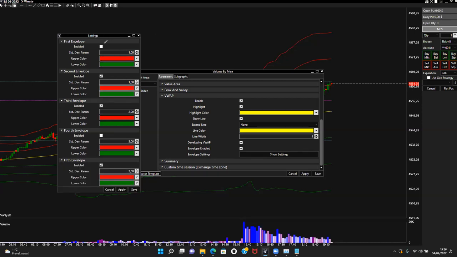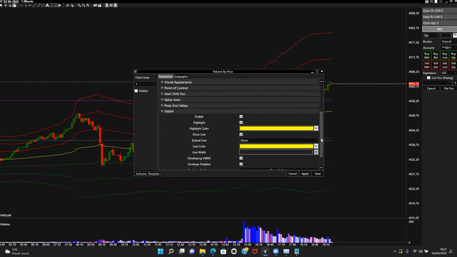So in this case, I have enabled only three of them. The first one is based on a standard deviation of 1. The second one is based on a standard deviation of 2. And the third one is based on a standard deviation value of 3. Okay, we can enable and plot on the chart up to 5 envelopes. And for each one, we can choose the color we want this standard deviation to be plotted in. Same thing for the VWAP. We can change the color here between the options.